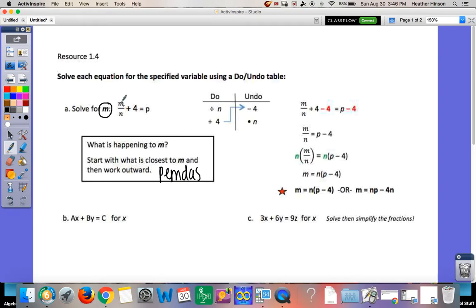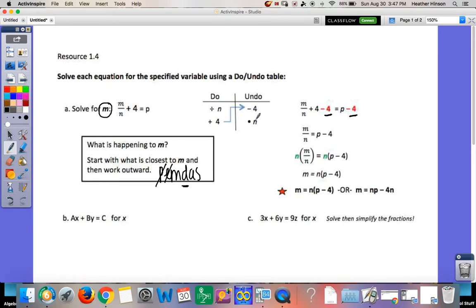So the first thing that's happening to m over here, we don't have parentheses, we don't have exponents. It says m divided by n, so we have division. So it's dividing by n, and then it's got a plus 4 out to the side. That's the do. That's what's happening to it right now. To undo it, to solve for m, we're going to work up this side of the table. Sorry, this is written upside down. We're going to undo what happened. So instead of plus 4, we're going to subtract 4, which is what they did over here.